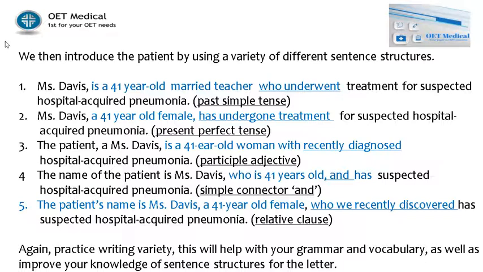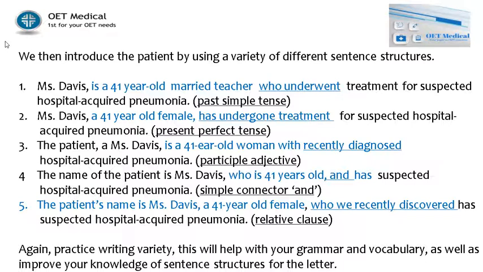Past simple tense, who underwent. Miss Davis, a 41-year-old female, has undergone treatment for suspected hospital-acquired pneumonia. Present perfect. The patient, Miss Davis, is a 41-year-old woman with recently diagnosed hospital-acquired pneumonia. Participle adjective.